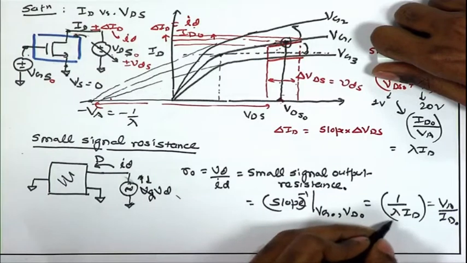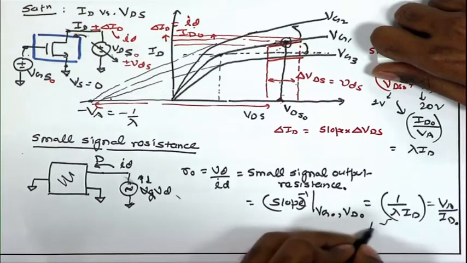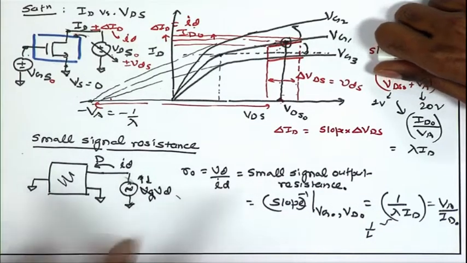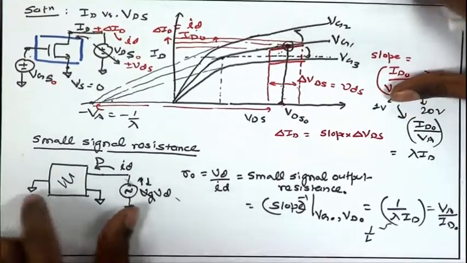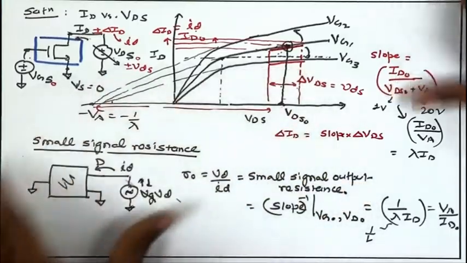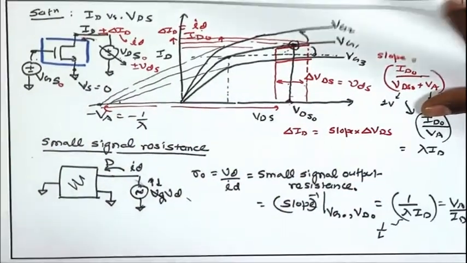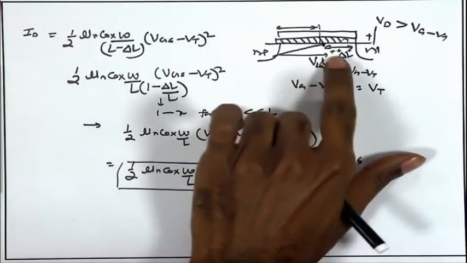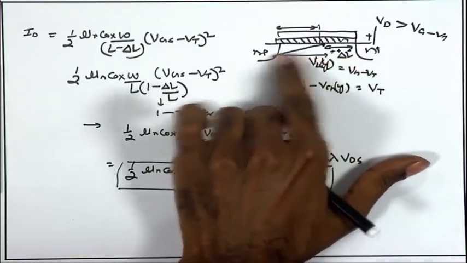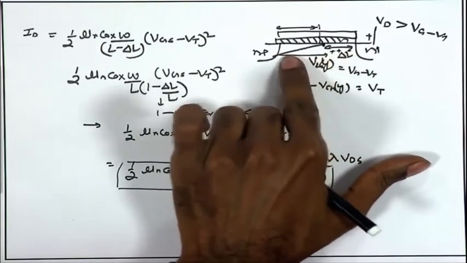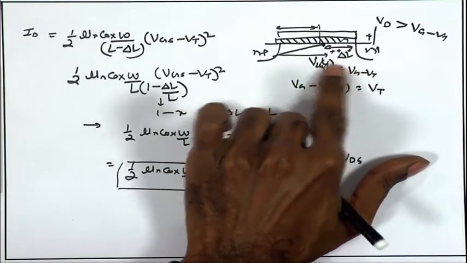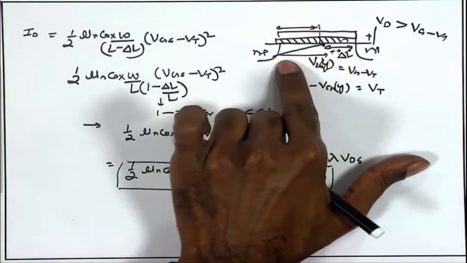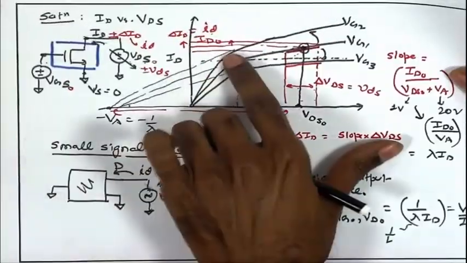Likewise, this lambda is inversely proportional to L, so it has a dependency on L. If your channel length is larger, your slope is going to be smaller, because the basic mechanism is that you get a fractional change in the channel length, delta L. If the absolute channel length of the MOSFET is large, delta L upon L will be smaller and smaller. As a result, the fractional change in the channel length will be smaller, hence the channel length modulation effect will be smaller, and the curves will be more and more flat.